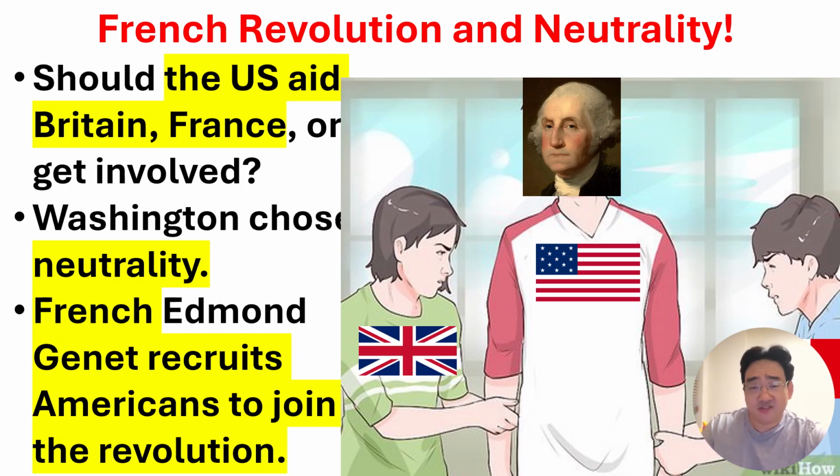So Washington makes a brilliant decision. He says, you know what? I'm not going to side with anybody. I'm going to proclaim neutrality. And it's very smart because America is still a young nation. It needs a little bit of time to get going. However, there's going to be this French ambassador named Edmond Genet. And this French guy is going to go to America and he's going to try to recruit Americans into the French Revolution. And you're going to see that in the video on the next slide.